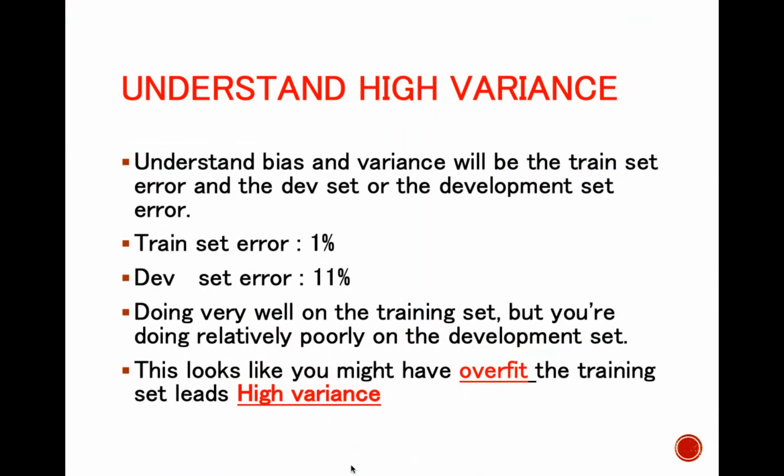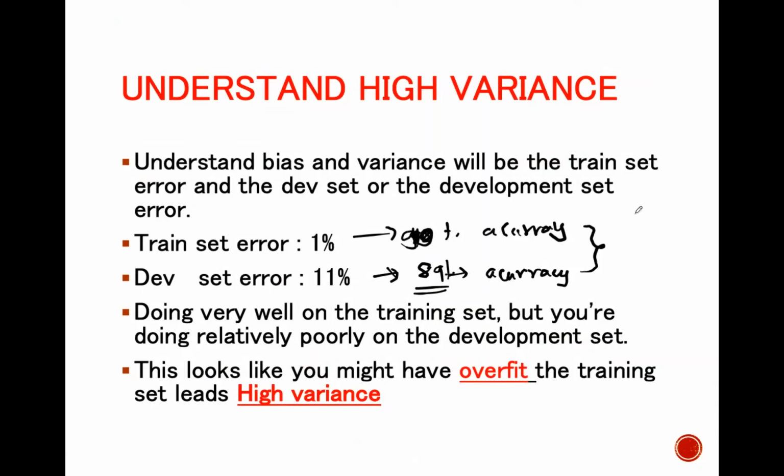Training set error is 1%, meaning 99% accuracy. And on the dev set, or development data set, it is 89% accuracy. So 99% accuracy and 89% accuracy. What is happening here? Is it overfit or underfit?